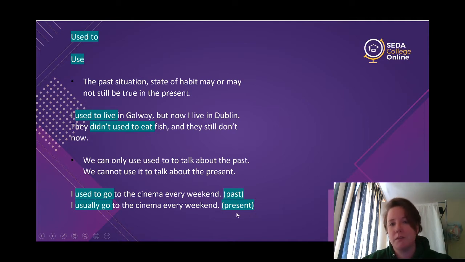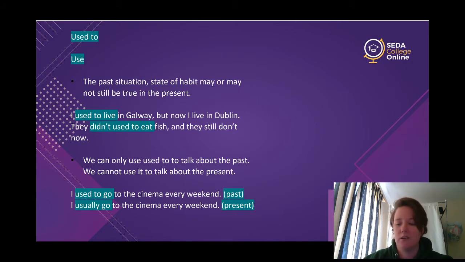If I want to talk about the present, my habits for the present, I use adverbs of frequency, and I just talk about habits in the present simple. But when I'm using "used to" to talk about something in the past, I'm talking about what I did in the past, not the present.